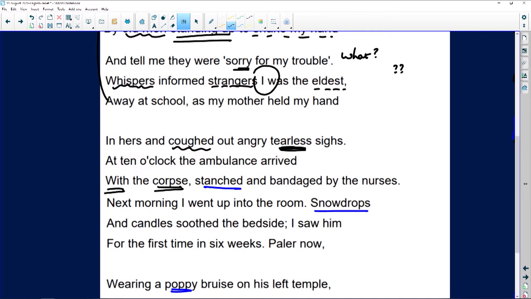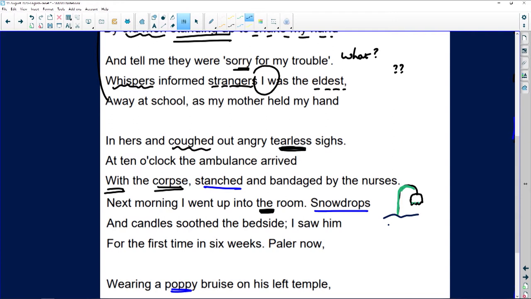This is a new stanza. Next morning, I went up into the room. Notice the room, not a room, the room. Snowdrops. Okay, so I'm sure I've drawn snowdrops before. A snowdrop is a little plant with white petals, and sometimes it's got little dots of green down there. So this should be green, and then it's white, and then this is the ground. Those are snowdrops. They're white, and they're very pretty, and they hang their heads.